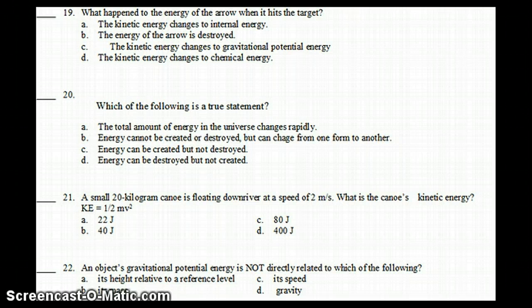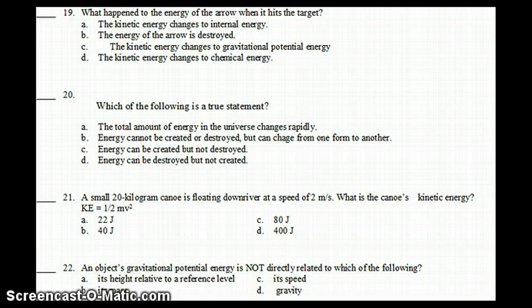A, the kinetic energy changes to internal energy. B, the energy of the arrow is destroyed. C, the kinetic energy changes to gravitational potential. Or D, the kinetic energy changes to chemical energy. Number 20. Which of the following is a true statement?